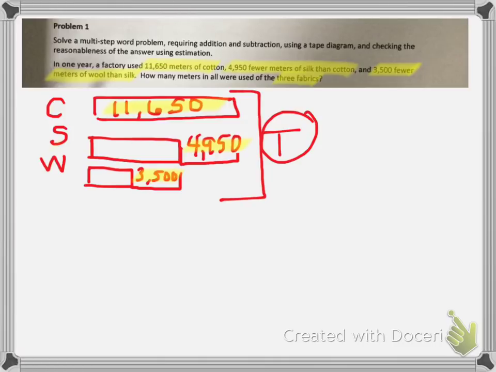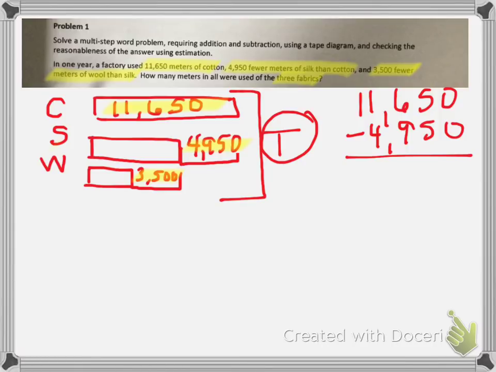Okay, first I'm going to start with finding silk. So I'm going to do cotton, 11,650, minus this 4,950 in order to solve for the S, for the silk. I'm trying to find this box right here. 0, take away 0 is 0. 5, take away 5 is 0. Okay, I need to regroup. This is going to be 0. And this is 16. 16 minus 9 is 7. I need to rename this 1. It's going to be 10. Take away 4 is 6. Okay, so this is silk. 6,700 is silk.